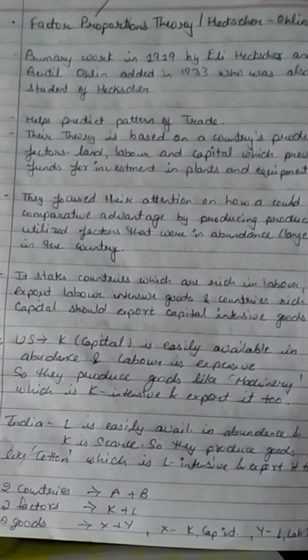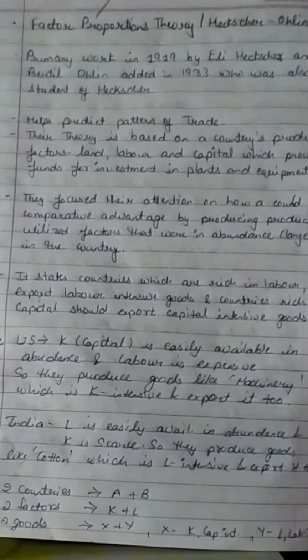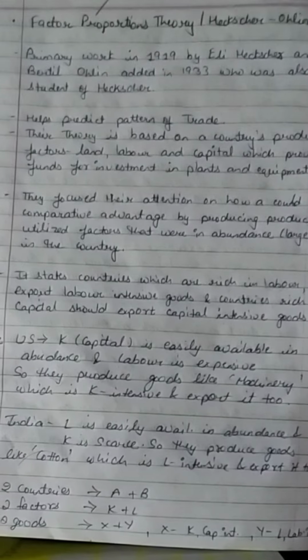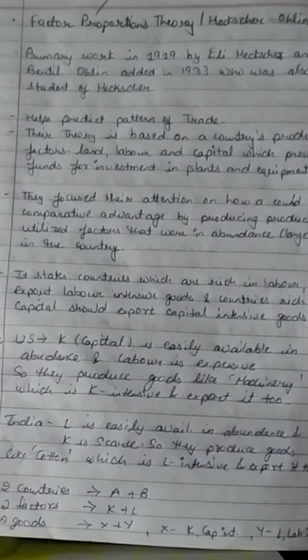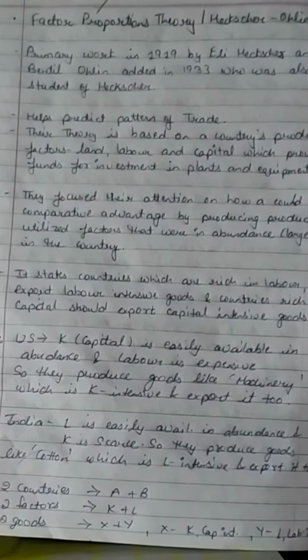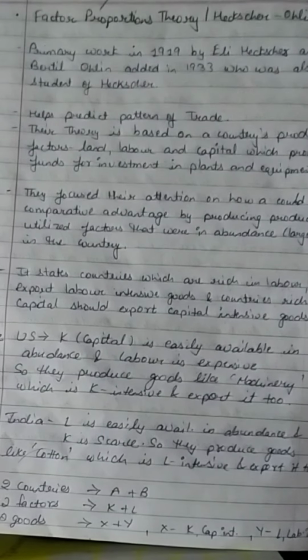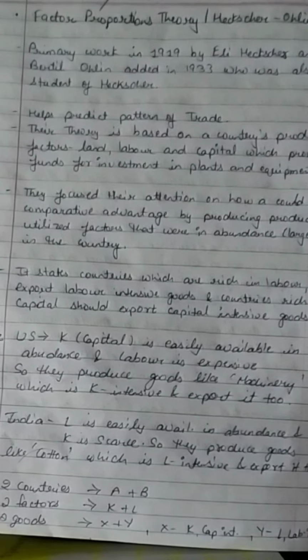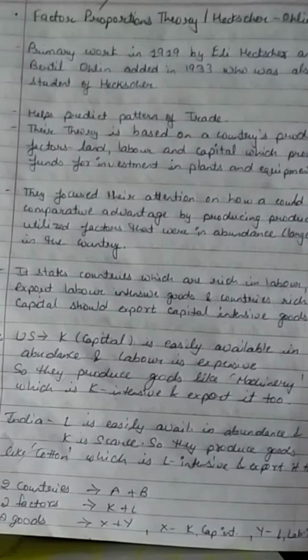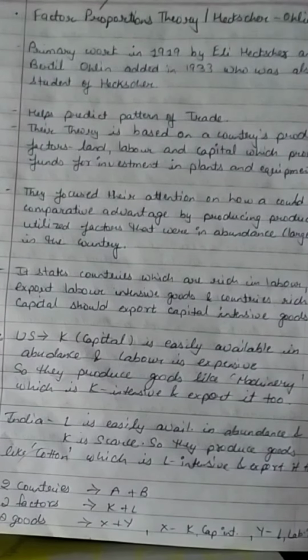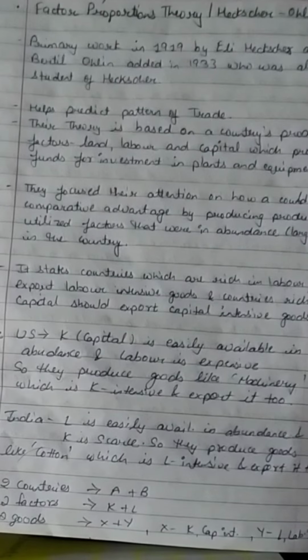So, what is this theory about? This theory is based on a country's production factors like land, labor, and capital only, which provide the funds for investment in plants and equipment. They focus their attention on how a country could gain comparative advantage by producing products that utilize factors that were in abundance in the country.